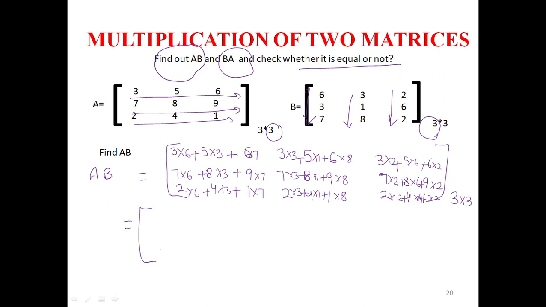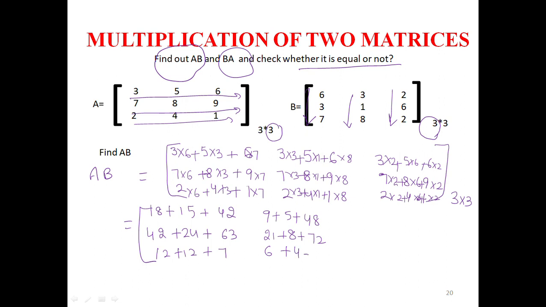Now solve. 6 times 3 is 18 plus 5 times 3 is 15, 6 times 7 is 42, 7 times 6 is 42, 8 times 3 is 24, 9 times 7 is 63, 2 times 6 is 12, 4 times 3 is 12, 7 times 1 is 7, 3 times 3 is 9, 5 times 1 is 5, 6 times 8 is 48, 7 times 3 is 21, 8 times 1 is 8, 8 times 9 is 72, 2 times 3 is 6, 4 times 1 is 4, 8 times 1 is 8. 3 times 2 is 6, 5 times 6 is 30, 6 times 2 is 12, 7 times 2 is 14, 8 times 6 is 48, 9 times 2 is 18, 2 times 2 is 4, 4 times 6 is 24, 1 times 2 is 2.